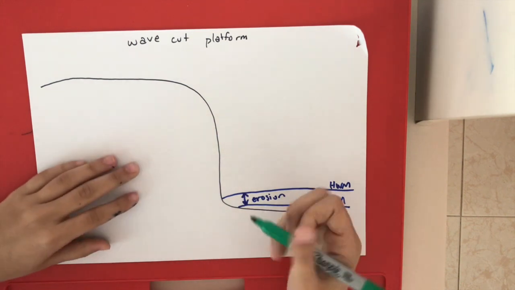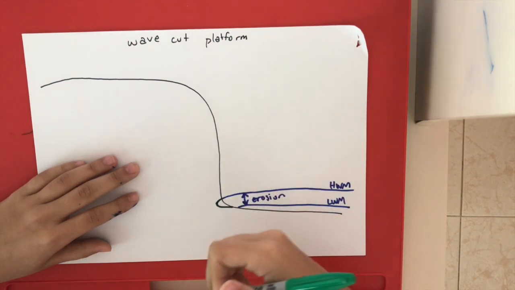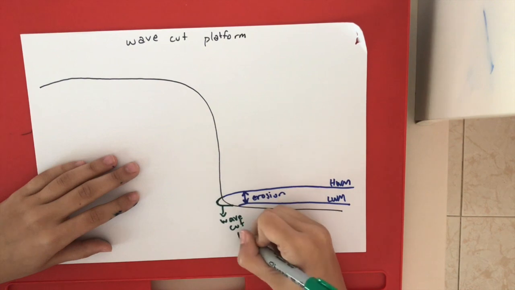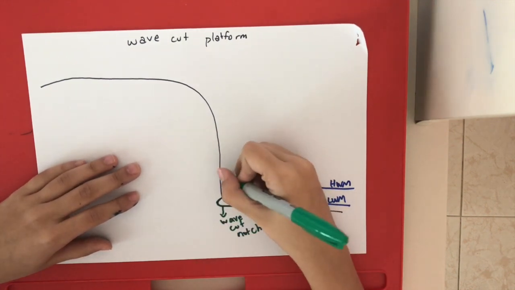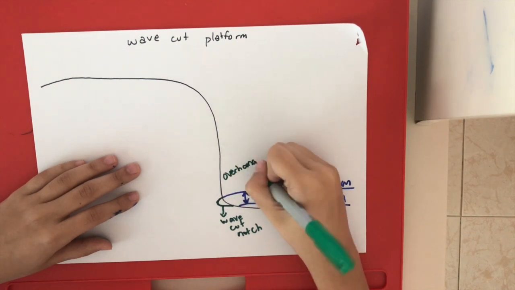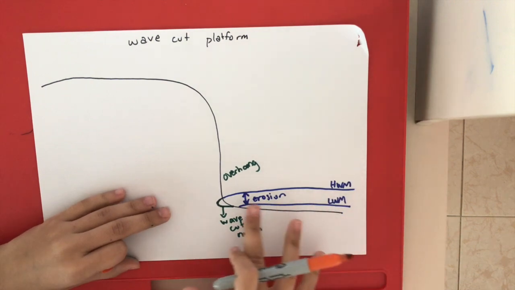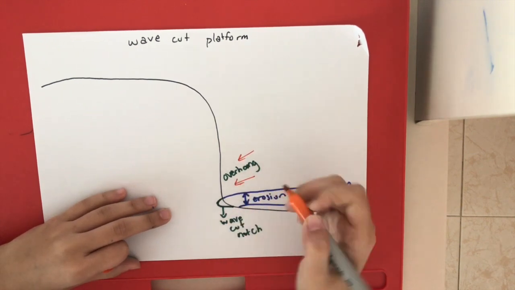And so at the bottom of the cliff, we'll get this indentation right here, also known as the wave-cut notch. What is over the wave-cut notch is known as the overhang. And the overhang doesn't collapse when the wave-cut notch does, so that should be noted. The destructive waves that were previously hitting between the high water mark and the low water mark start hitting the overhang, as well as right here and right here.